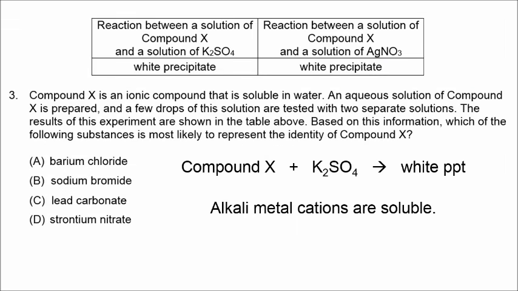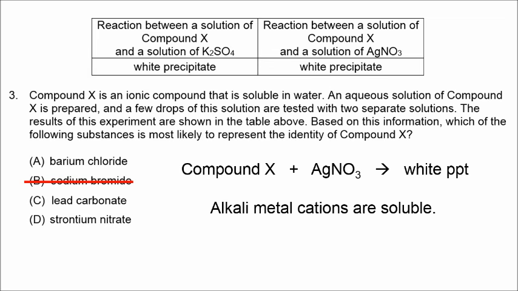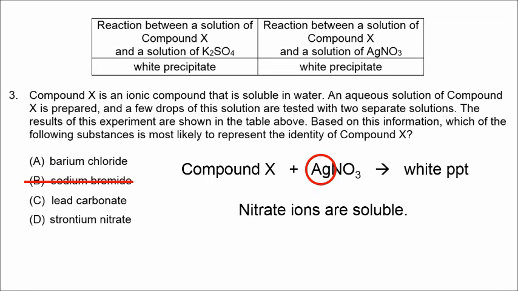So when we look at the 4 choices, we can eliminate choice B, sodium bromide, because sodium sulfate would not be a white precipitate. But barium, lead, and strontium would be a precipitate. So far, A, C, and D are all potentially correct. Let's move on to the formation of a white precipitate with silver nitrate. We know from our solubility rules that all nitrate compounds are soluble. So therefore, if there is a white precipitate, it's not going to be nitrate. It's going to be something with silver.